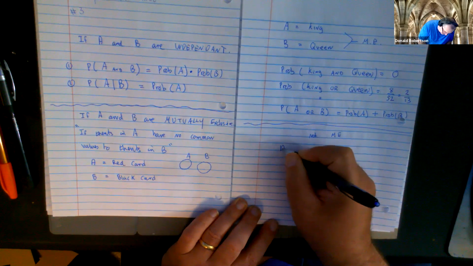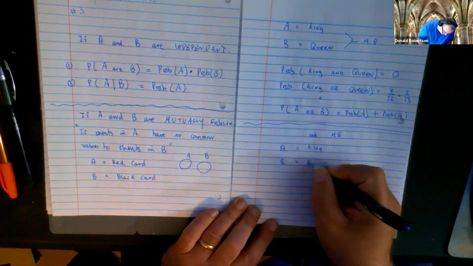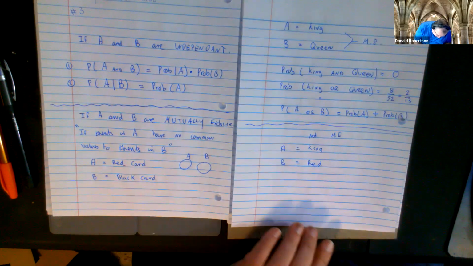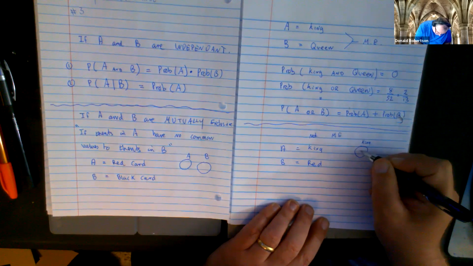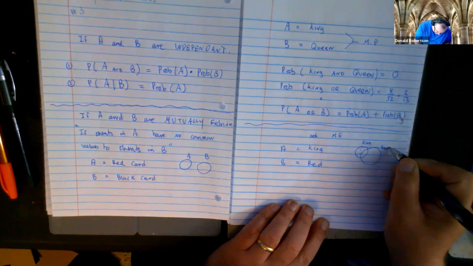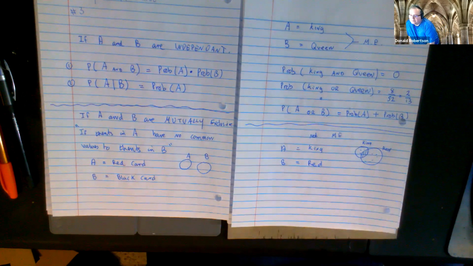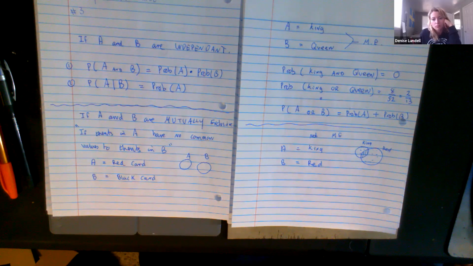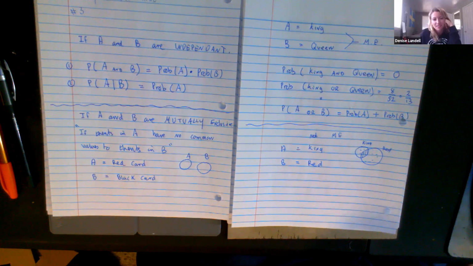Suppose A was getting a king and B was getting a red card. If I draw a little circle and I put all the kings in here, there's actually 4 of them, right? And if I do all the red cards, there's a lot of them. But do you notice that there's an overlap? They're not mutually exclusive, because isn't one of the kings red? Well, actually 2 of the kings are red. There's an overlap there, right? So that's what not mutually exclusive looks like.